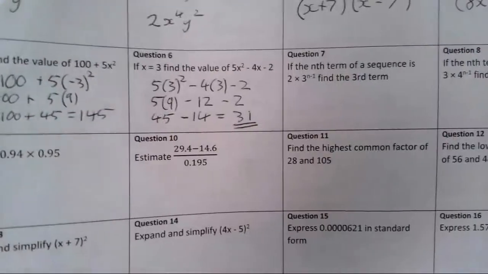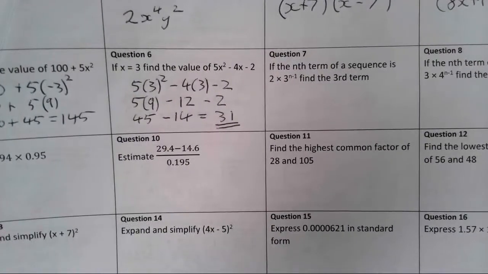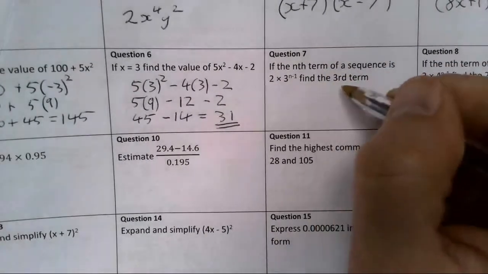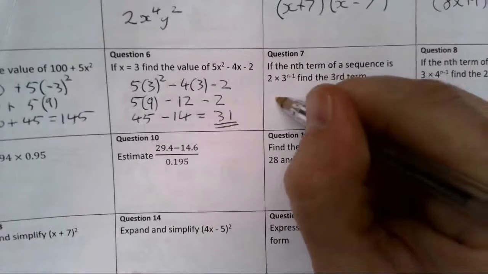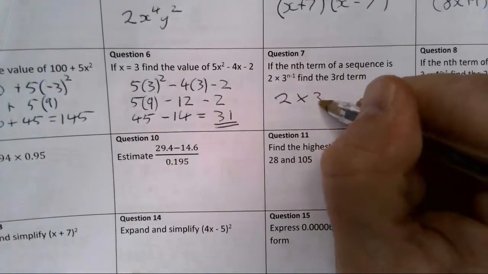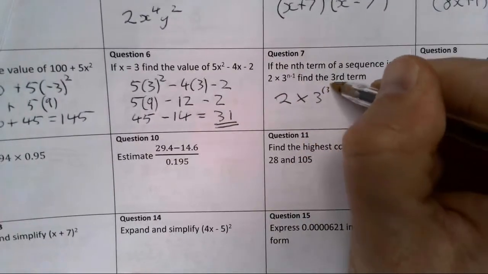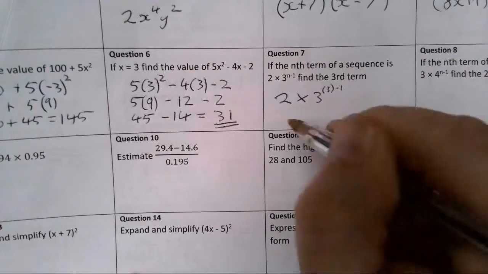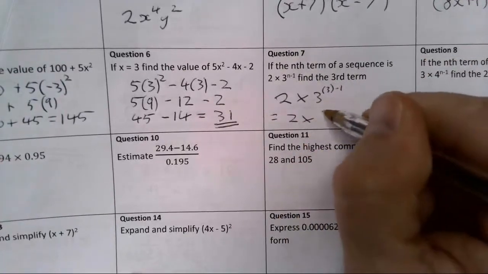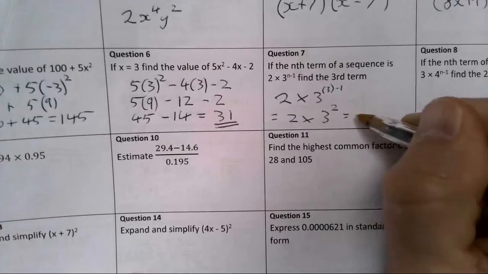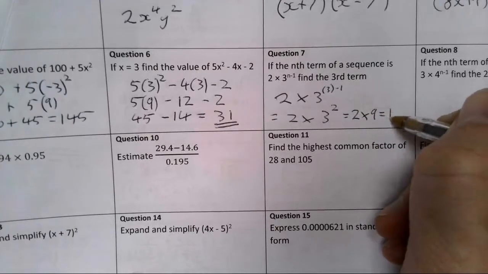If the nth term of the sequence is 2 times 3 to the n minus 1, I'm going to substitute the 3 in where the n is. So I've got 2 times by 3 to the 3 minus 1, which gives me 2 times by 3 to the 2, which gives me 2 times by 9, which gives me 18.